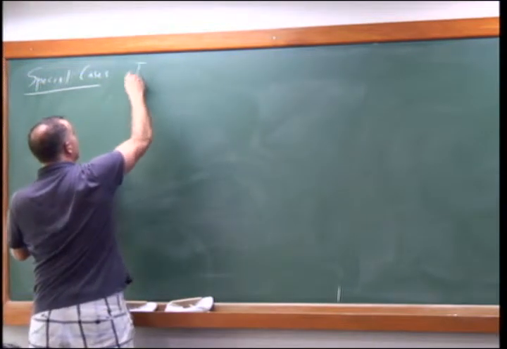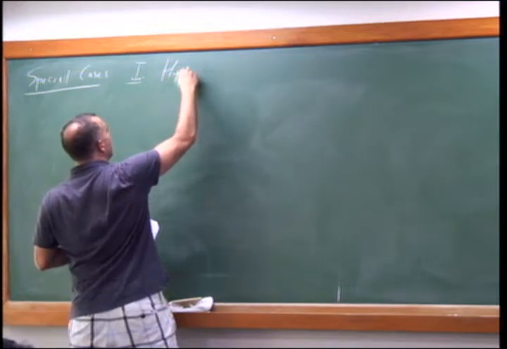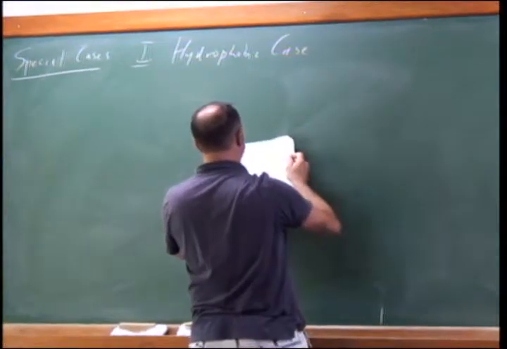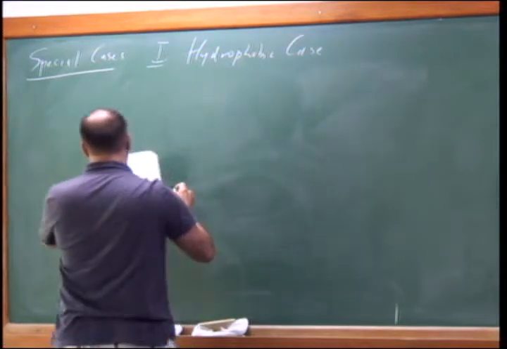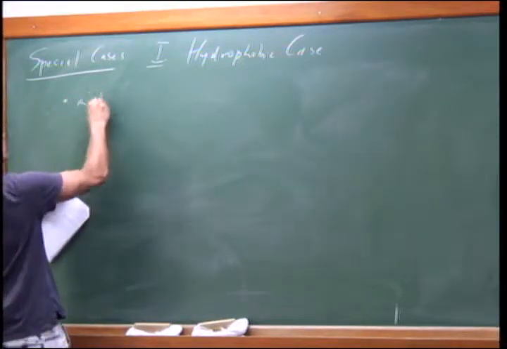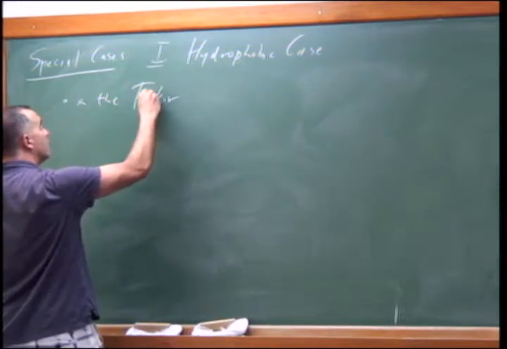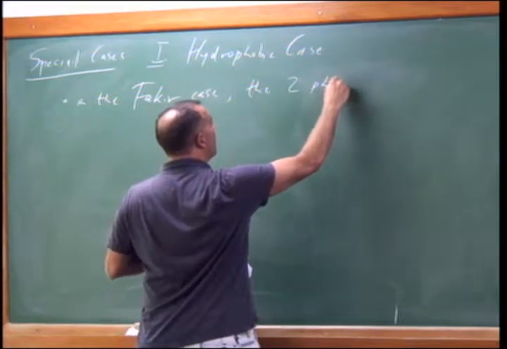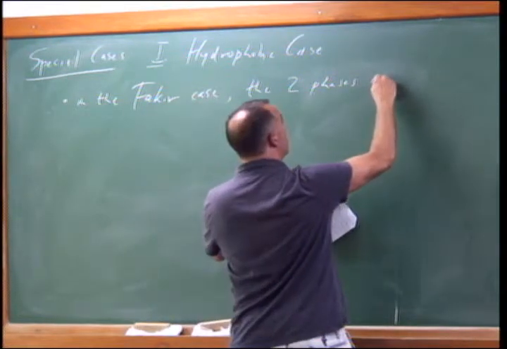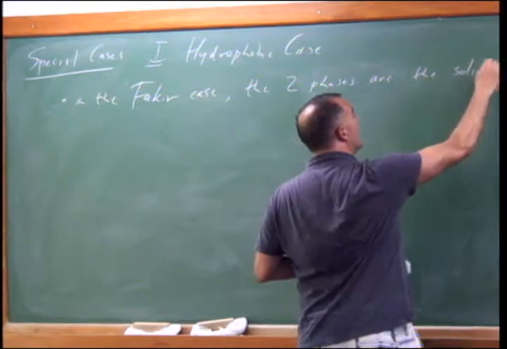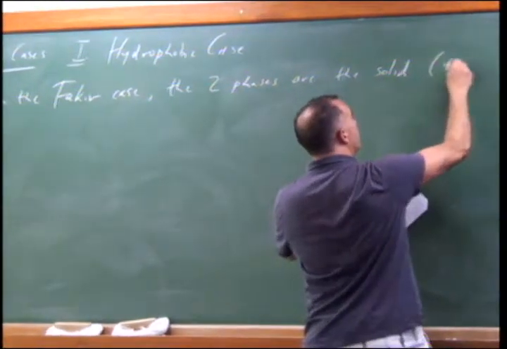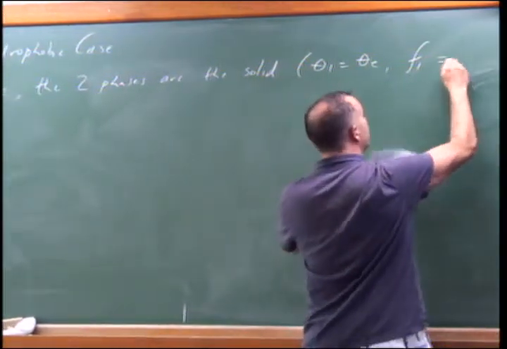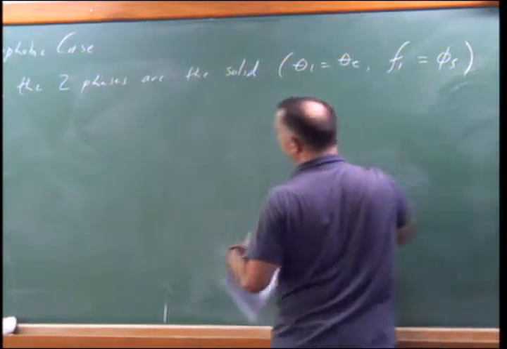Okay, so first we look at the hydrophobic case. Okay, so let's go back to our Fakir case. So we just have the solid, which has theta 1 equals theta E, and then F1 is given by Vs. So that's the first phase, and the second phase is air.